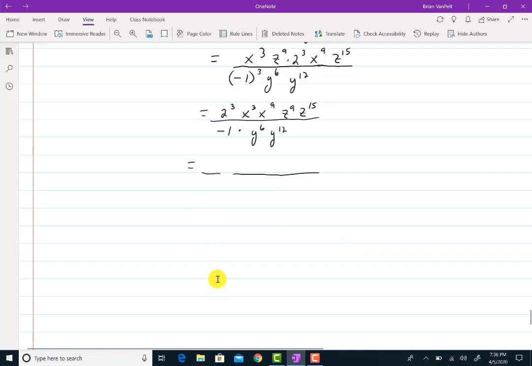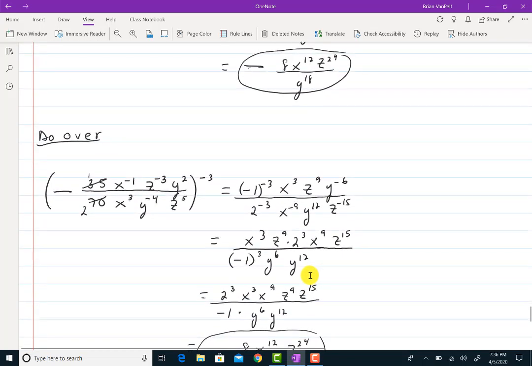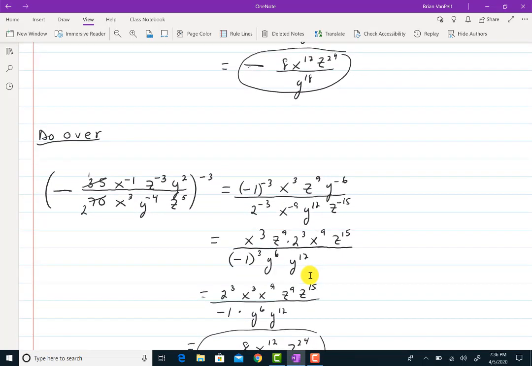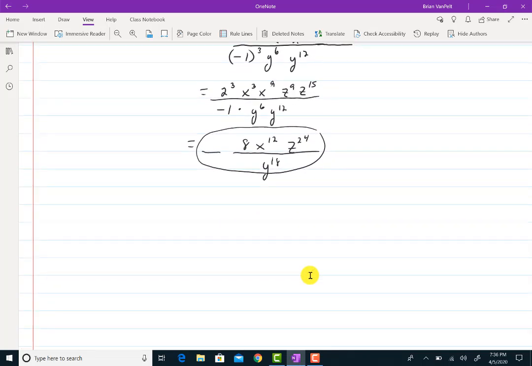The 2 to the third is equal to 8. Now when I do x to the third times x to the 9, remember you add the exponents to get x to the 12th. Add the exponents for the z to get z to the 24th. And then add the exponents for the y to get y to the 18th. And I can't stand it. I have to check myself to see if I actually got the same answer. X to the 12th, z to the 24th, y to the 18th. And that finishes the material for this particular section.